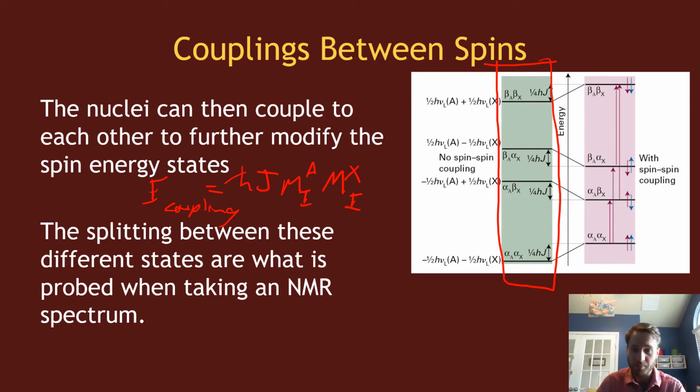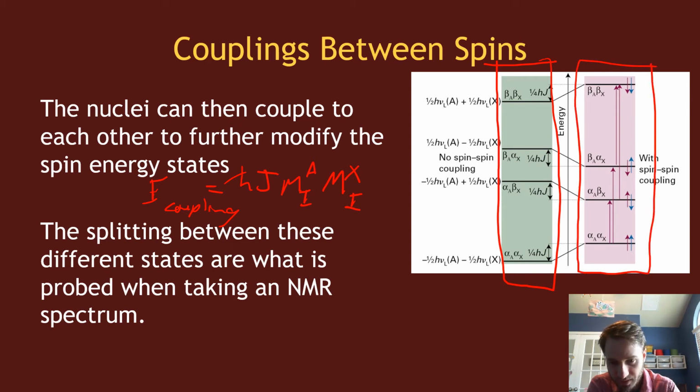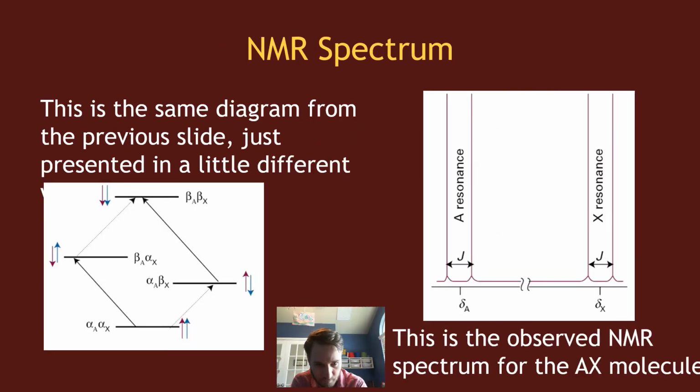And so when these things couple, what will happen is your four energy levels will change based off of this coupling. Now here, I still have four energy levels, but the splitting's a little different. Before, when I just had my uncoupled peaks, I had, let's call this for X and A, alpha alpha, alpha beta, beta alpha, beta beta.